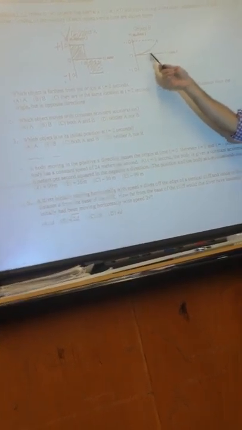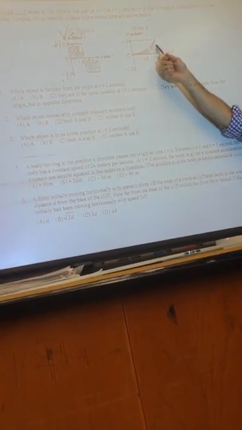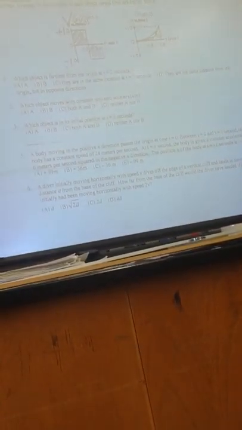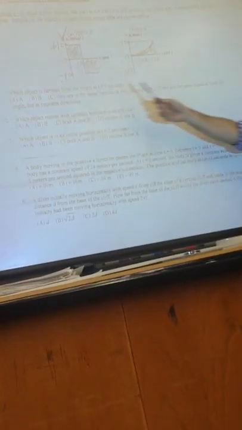Now this one, I can't do. I don't know the equation for this. But I do know that this person is not back where they started from. They moved in the positive direction, and they never looked back. So that one right there, it's like they went somewhere and they came right back. So, which object is farthest from the origin?